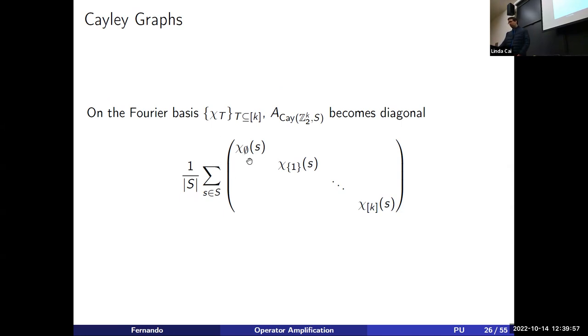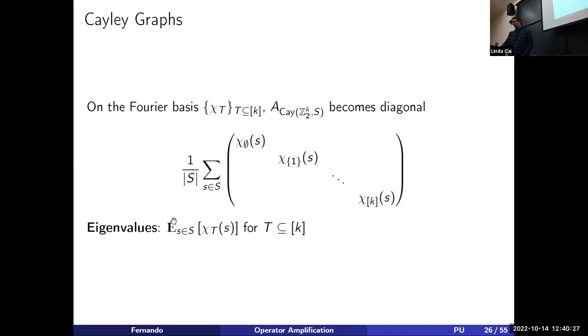What we're going to do here, we have all the characters, and the characters can be indexed by sets T. So here you have the trivial character, the character related to set one, all the way to the full character. And we know that the Fourier functions diagonalize this matrix in the abelian case. So the picture is really simple. If you want to understand the eigenvalues, you write the matrix in the Fourier basis, and you can read off the diagonal. So the eigenvalues are readily available, and they are of this form.